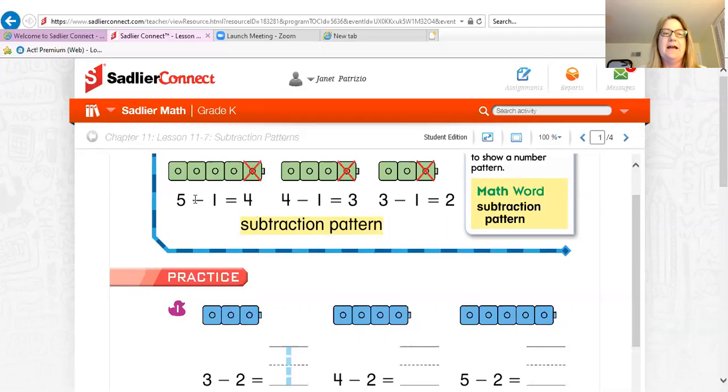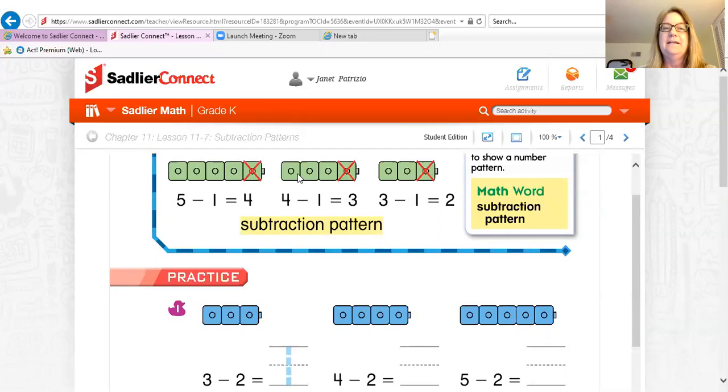Remember, when we subtract, we start with the in all. How many in all? In this case, there are 5 cubes. Minus 1 cube. Remember, I want you to get in the habit of Xing out the number that we are taking away. And when we have 5 minus 1, that leaves how many cubes? 1, 2, 3, 4. So 5 minus 1 is 4.